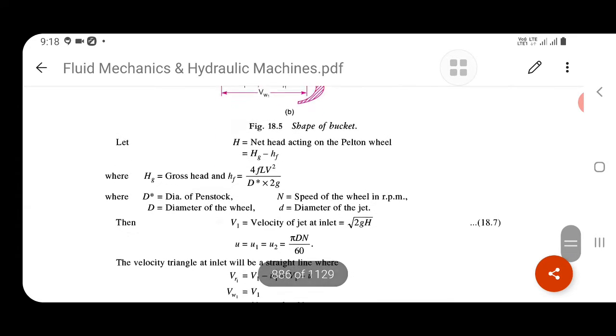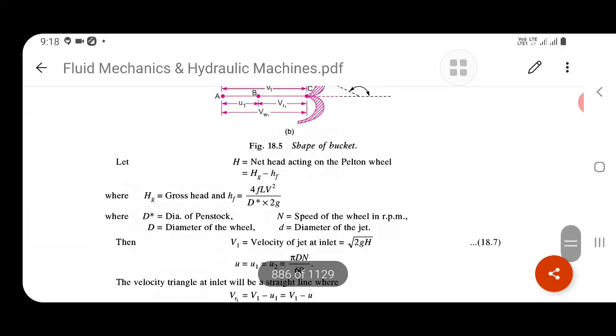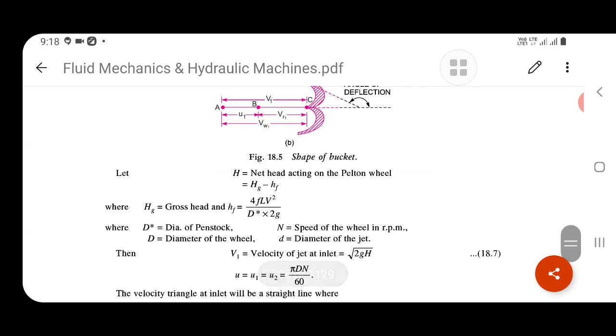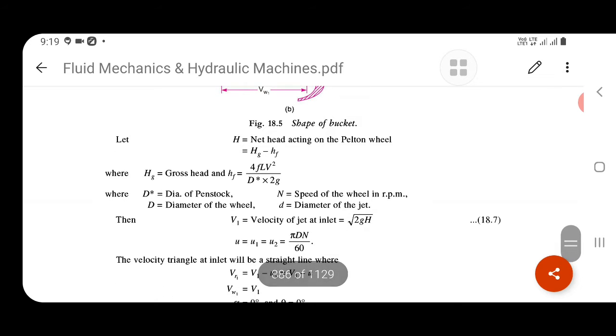Let's see the derivations. So H is the net head acting on the Pelton wheel. H is equal to Hg minus Hf. Hg is the gross head. Hf is given by Darcy's friction formula, 4 f L V square upon 2 g D, where D is the diameter of the penstock. N is the speed of the wheel in RPM, D is the diameter of the wheel, small d is the diameter of the jet. So let V1, the velocity of jet at inlet, be equal to root 2gH. So U is equal to U1 is equal to U2, which is pi D N upon 60.